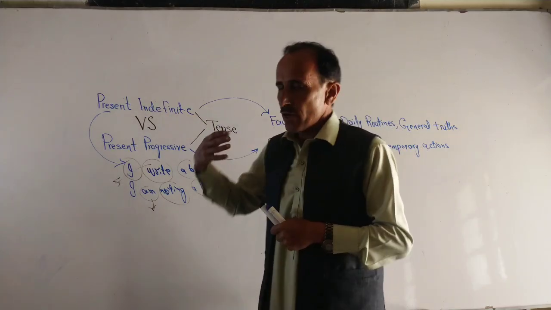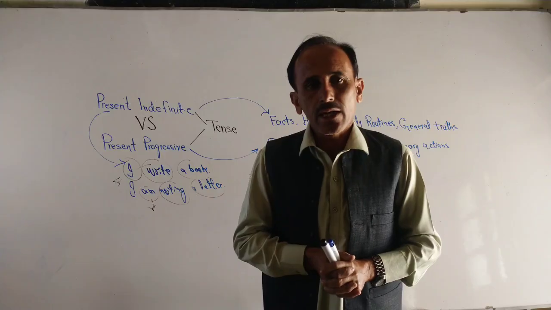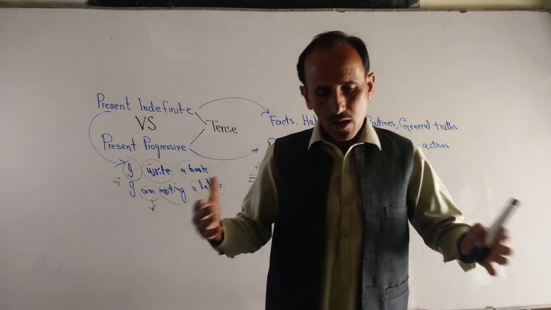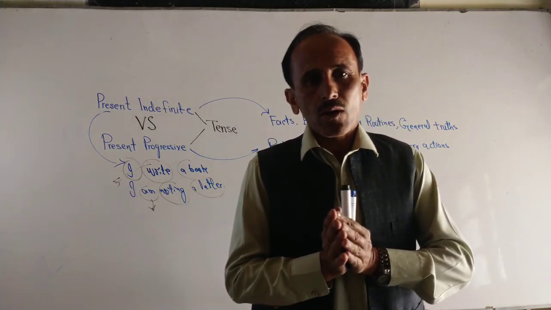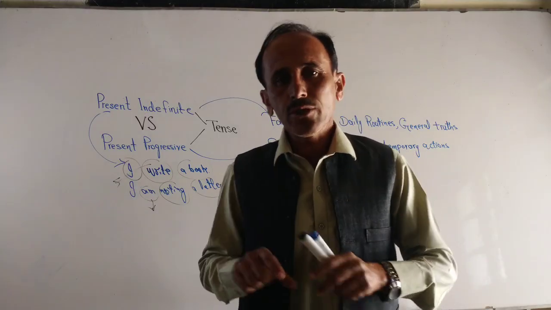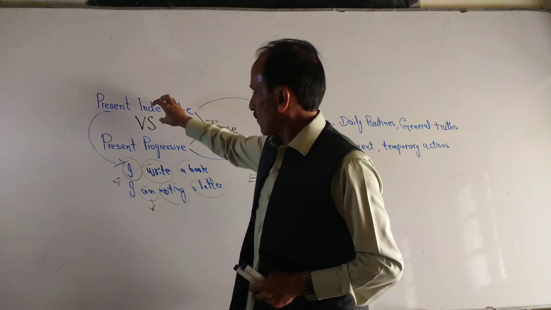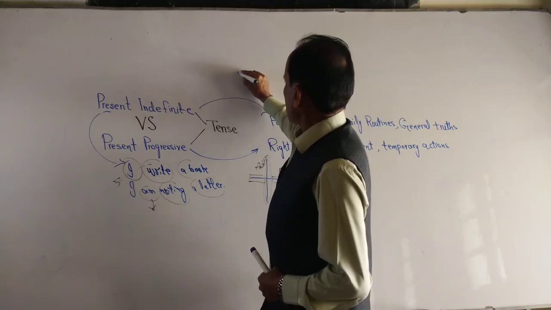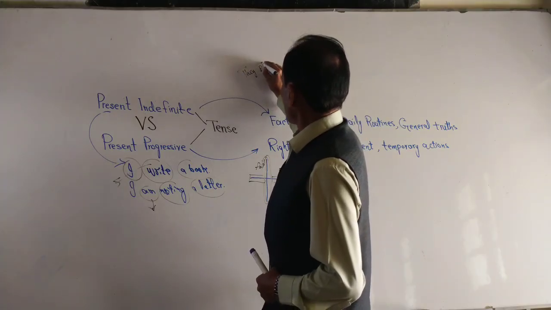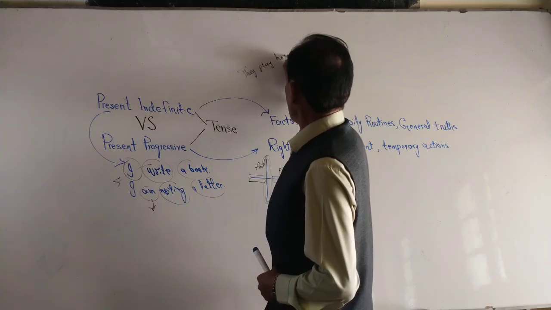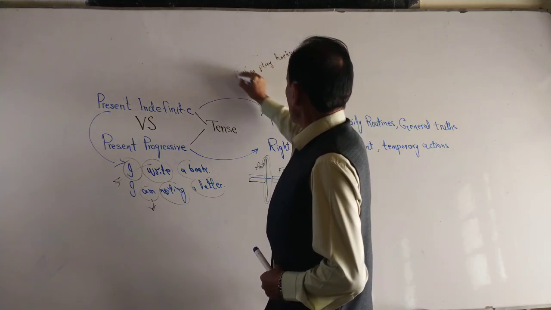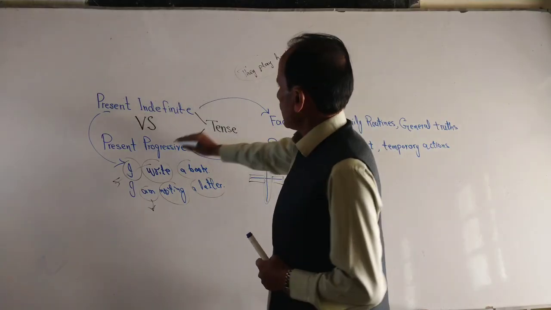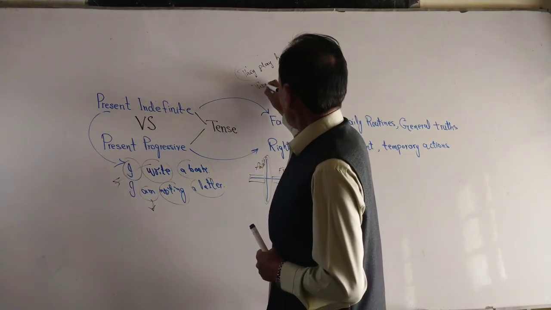We use present indefinite when we act regularly, or we work as regular persons in our daily life. So the formula is how to make a sentence. For example, he, she, or they play hockey. They play hockey. It means they are players. They play every day. For example, the other one: they are playing.